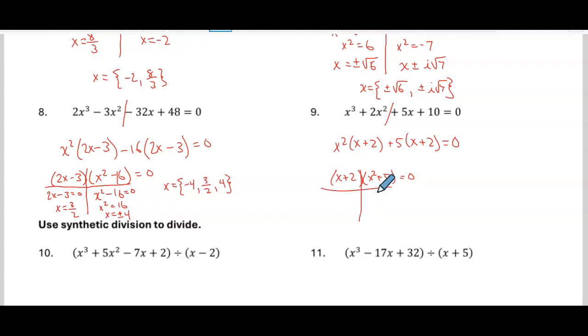Solving chart. x plus 2 equals 0, so x equals negative 2. And x squared plus 5 equals 0, so x squared equals negative 5, and x equals plus and minus i root 5. All right, so set notation, negative 2 and plus and minus i root 5. All right, so there is your solve by factoring section.